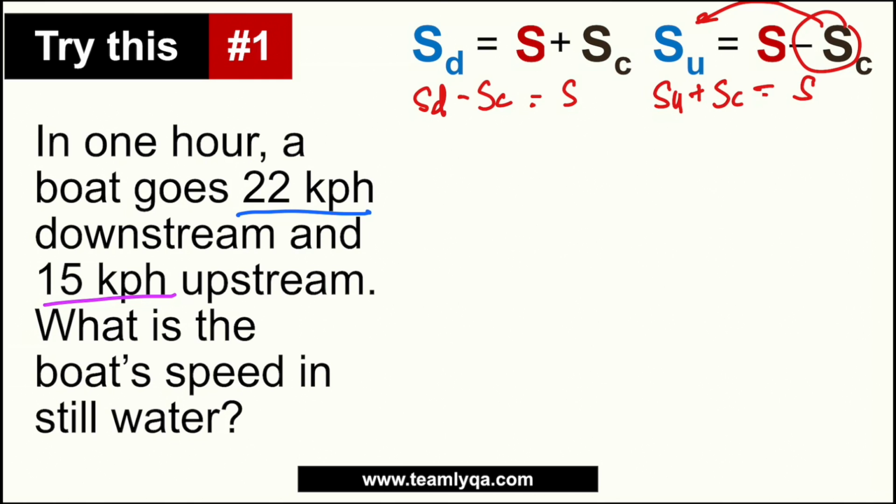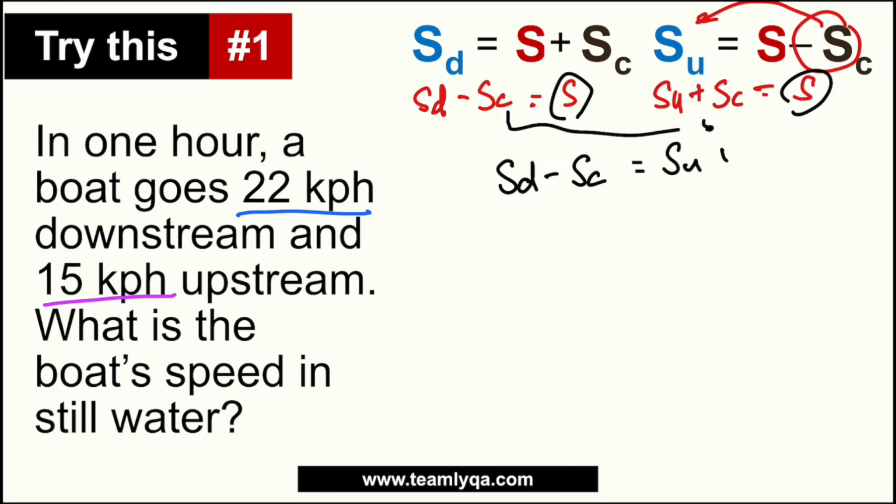Okay? Now that we have all of this in place, we'll put in our new formula because again, they're both S, so this is equivalent too. We have the speed downstream minus the speed of the current is equal to the speed of the boat moving upstream plus the speed of the current. So now that we have this, we just substitute. So it becomes 22 minus x, which is going to be the current. Then it's equal to 15 plus x. Okay? Again, with x being the current.